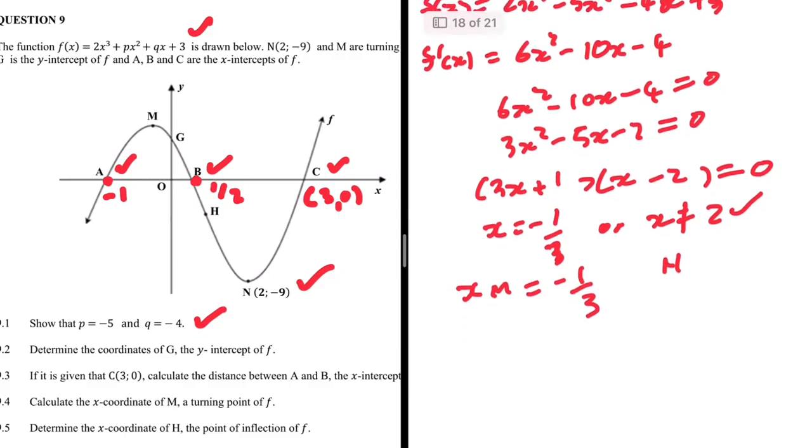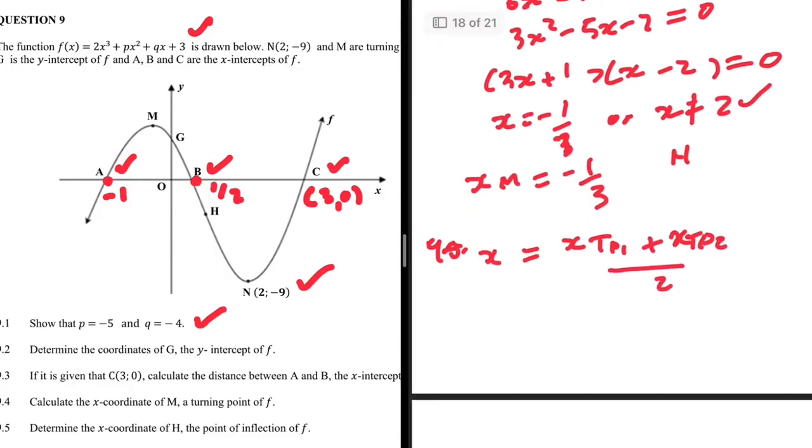And then 9.5, determine the x coordinate of H, the point of inflection of f. There are two ways in which we can calculate the point of inflection. We can differentiate once more, find the second derivative and equate to 0, or we can add the x values of the turning points and divide by 2. So let's add the x values of the turning points and divide by 2.